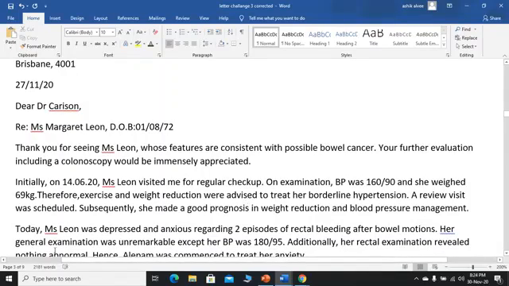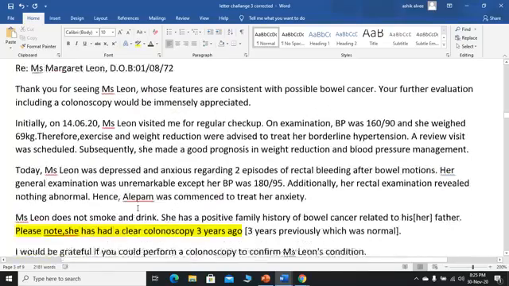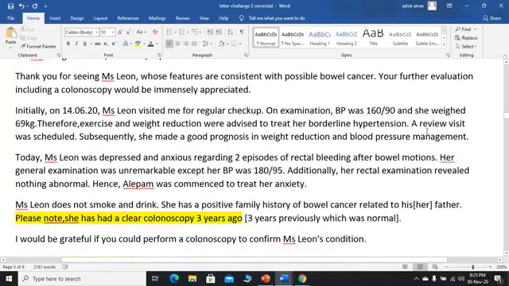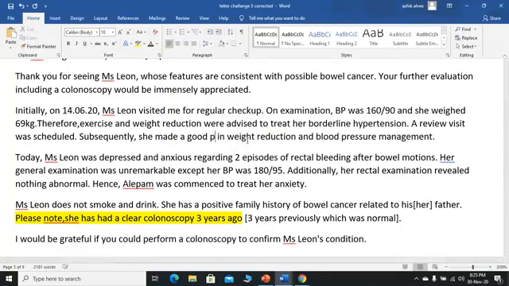Initially on 16/6/20, Ms. Leon visited me for regular checkup. On examination, BP was raised and she weighed 69 kg. Therefore, exercise and weight reduction were advised to treat borderline hypertension. A review visit was scheduled. Subsequently, she made a good prognosis. She made a good prognosis. This is wrong. Should be good progress. Progress in weight reduction and blood pressure management.